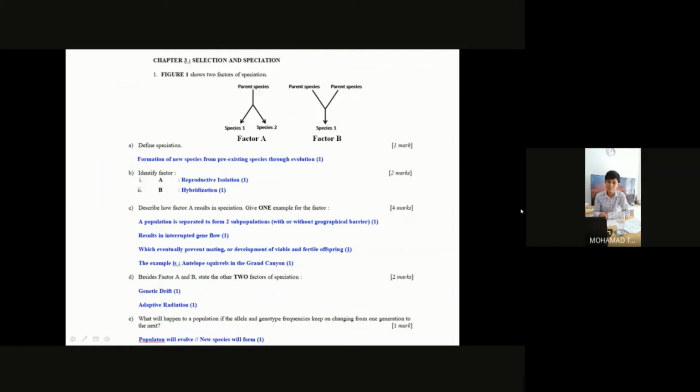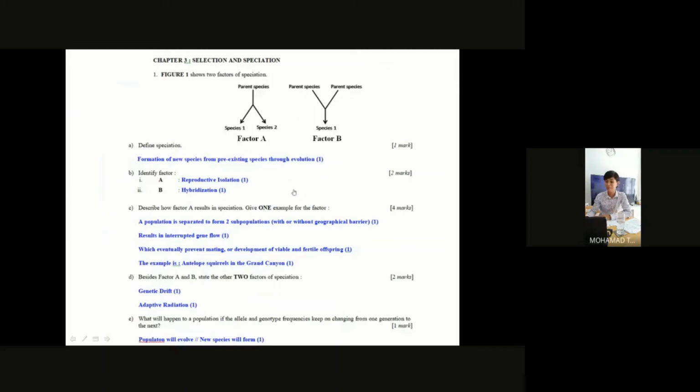Question C, describe how factor A, reproductive isolation, results in speciation, and give 1 example of the factor. Now we know that in isolation, one population becomes isolated and forms 2 subpopulations. The separation of the original population into 2 subpopulations can involve a geographical barrier, or not involve a geographical barrier. That's why we learn about 2 types of reproductive isolation. We have extrinsic isolation, where the population is separated into 2 subpopulations due to a geographical barrier.